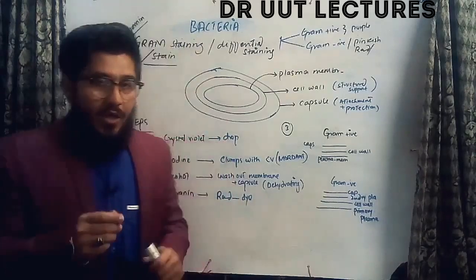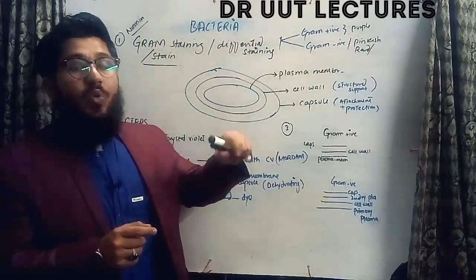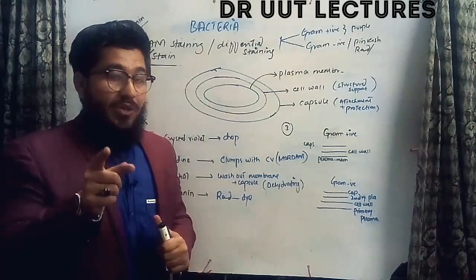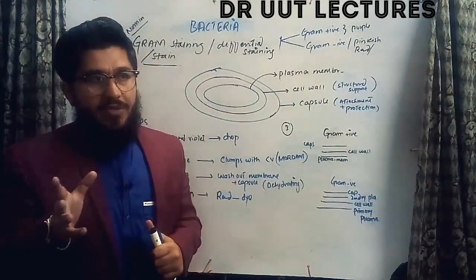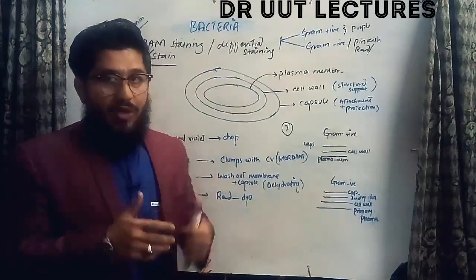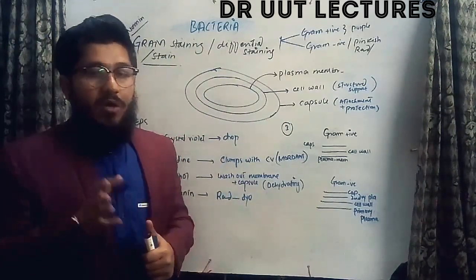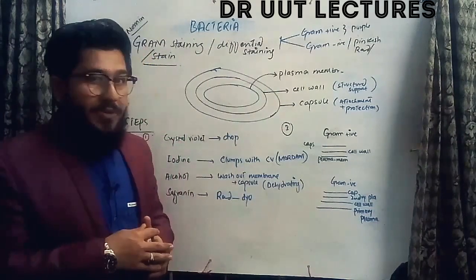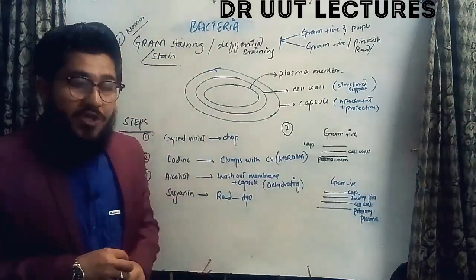Very simple answer. It is just named because of the person who invented this. That was a bacteriologist named Hans Christian Gram. So at the end of his name there was Gram. That's why it is given the name gram stain or gram staining. I hope it's easy. Second point, differential staining.